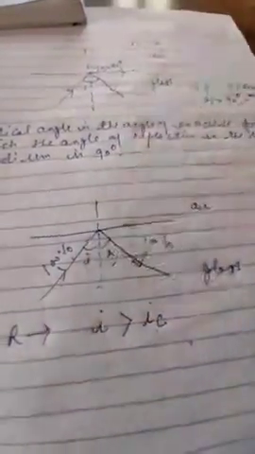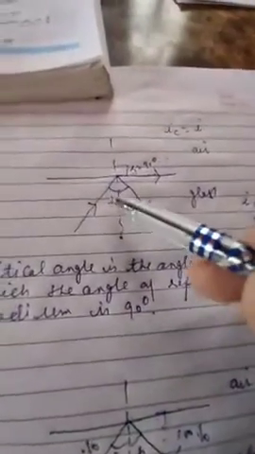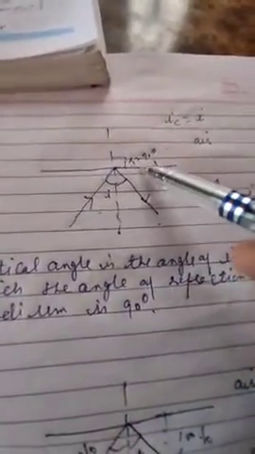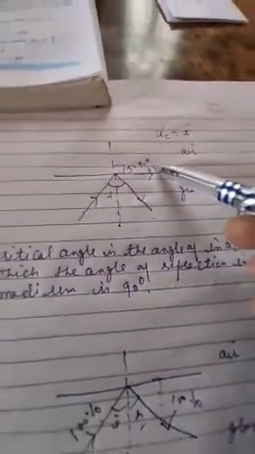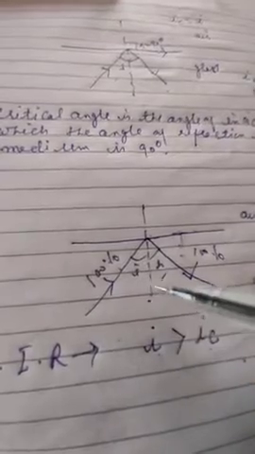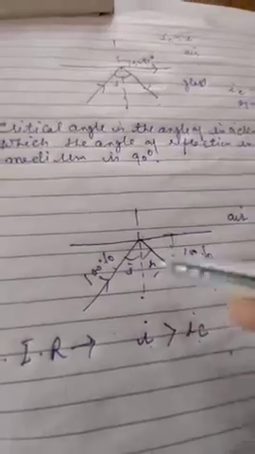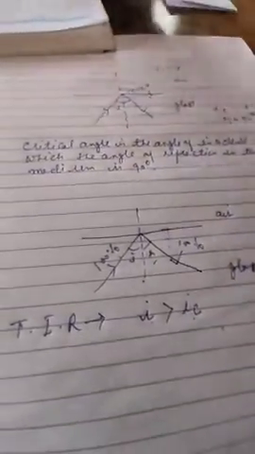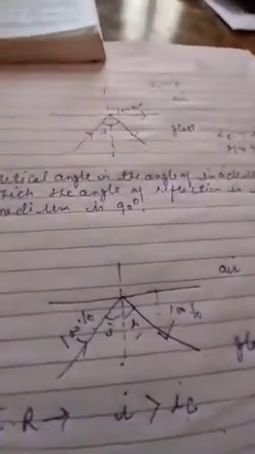So critical angle, once again students, is the angle of incidence in the optically denser medium corresponding to which the angle of refraction in the rarer medium is 90 degrees. And in this case again total internal reflection takes place in the optically denser medium, in which the angle of incidence is greater than the critical angle. Or you can say that this is also the condition for the occurrence of total internal reflection.